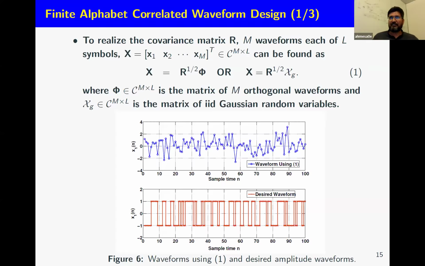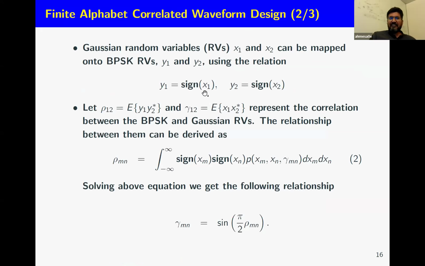Those have finite alphabets. If you have to transmit this type of waveform, then you need a very expensive power amplifier that has a very high linear region. With a small linear region, a cheap power amplifier, we cannot transmit such a waveform. We have a similar problem in OFDM as well. So we need this type of waveform, a BPSK waveform, where we have +1 and -1.